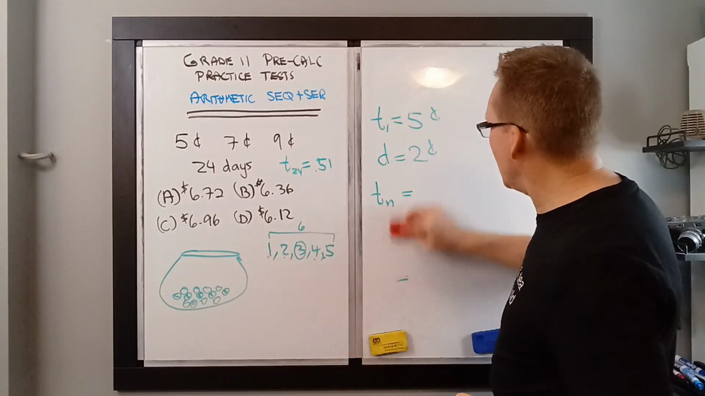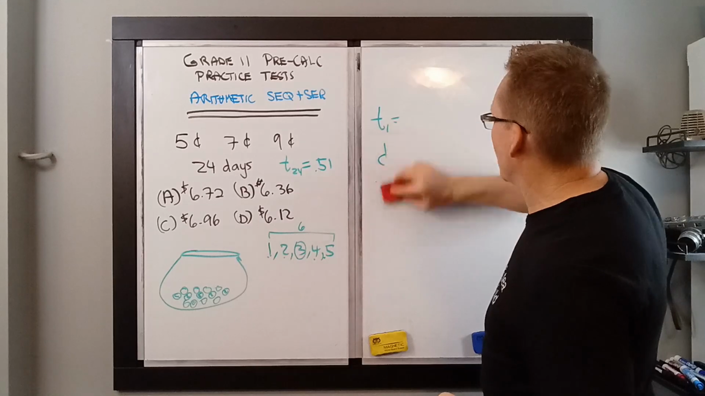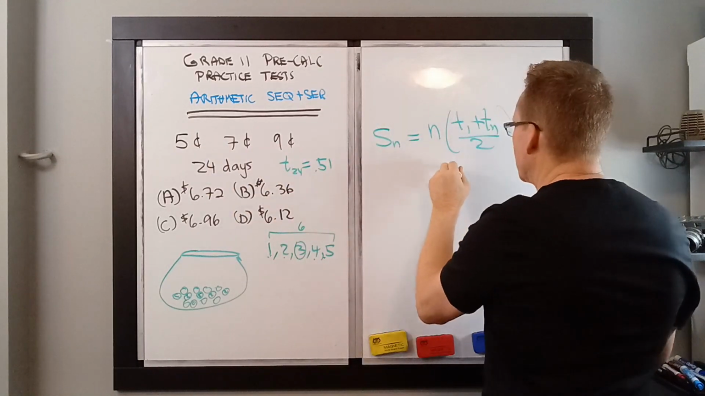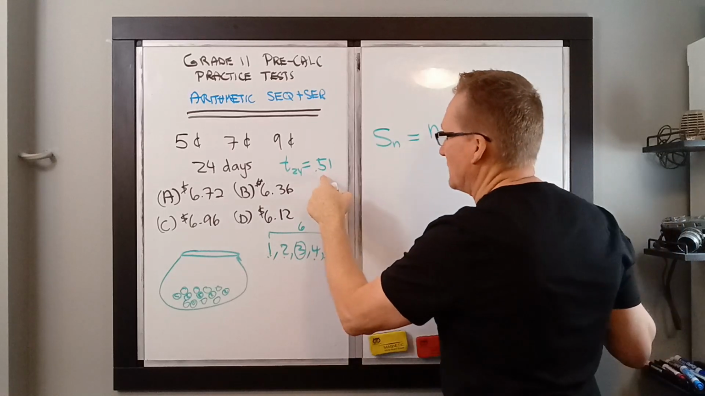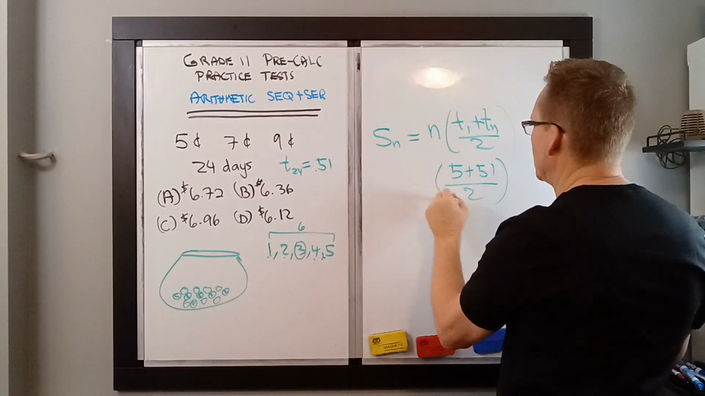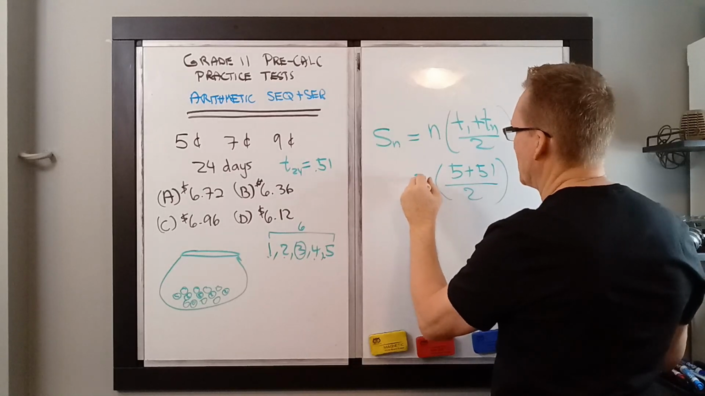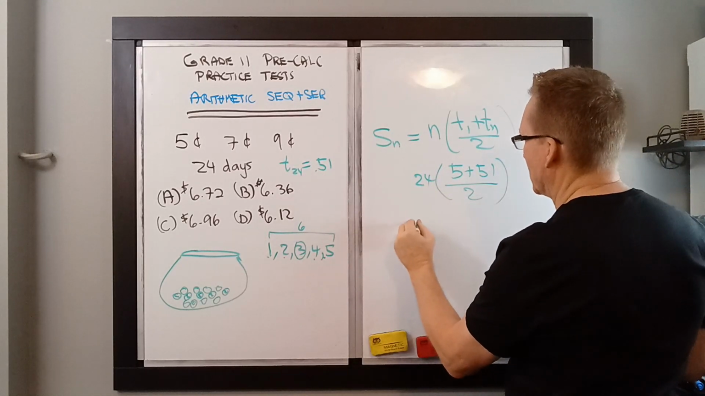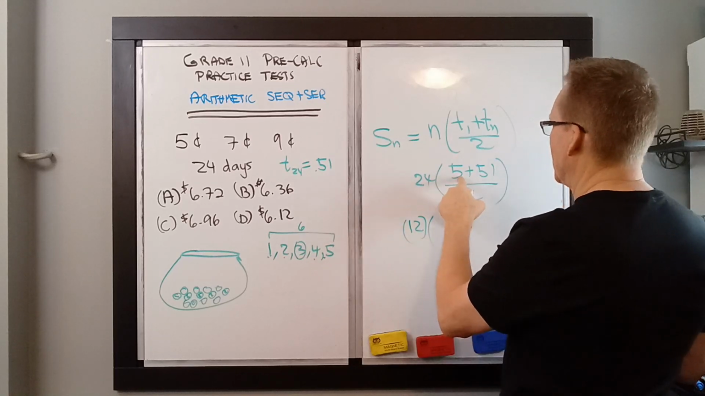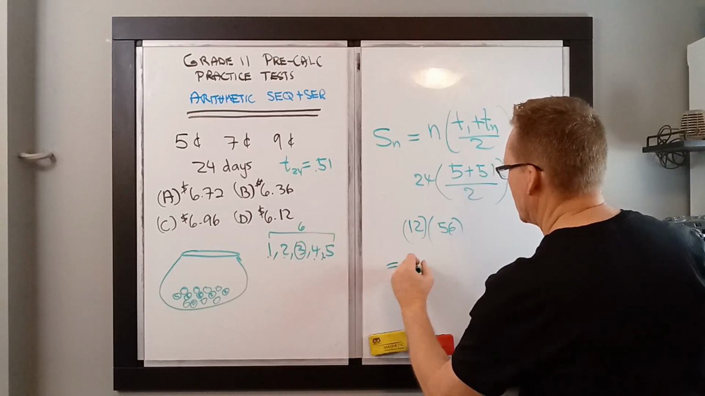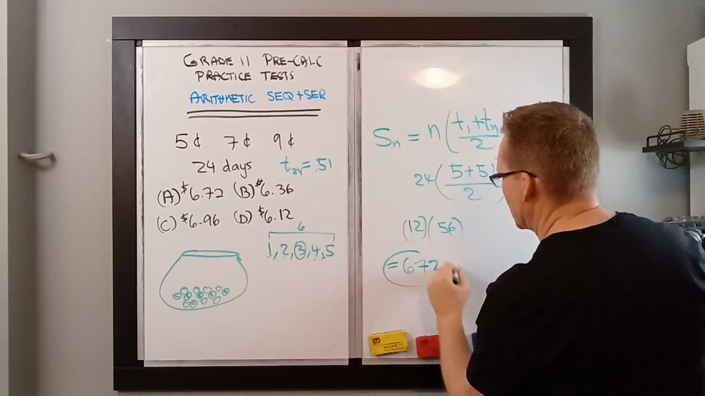Now we've got the first day and the last day, and we have the common difference. Let's use our sum formula here. First day is 5, so it's 5 plus 51, we're dealing in pennies here, divided by 2, times the number of days, 24. Easiest way here is just to chop this into here. We're dealing with 12. 12 times 56 is 672. That's pennies, of course.